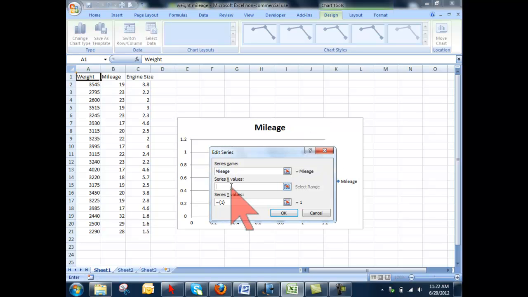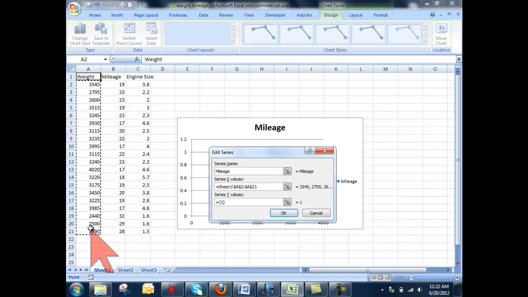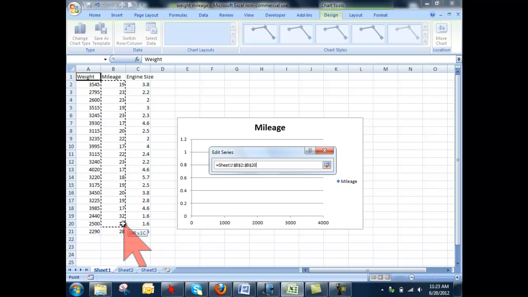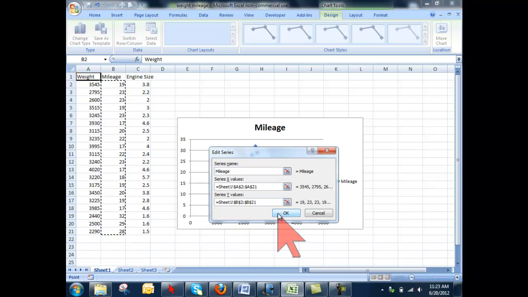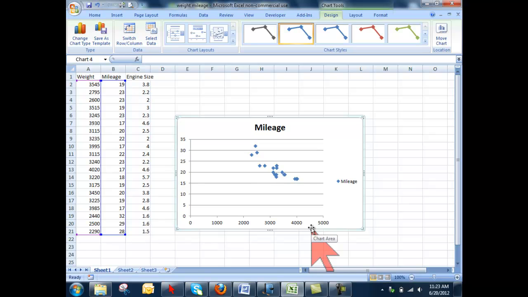Click on the box for series X values, and then I'll come up here and click, hold, and drag down through all of the X values that I want to graph. Then come over and click on this box, clear out what's there, come back and click and hold on the Y values, drag down through the mileages. Alright, click OK, and again. And here are the mileages graphed as a function of weight. Weight is on the x-axis, mileage is on the y-axis.